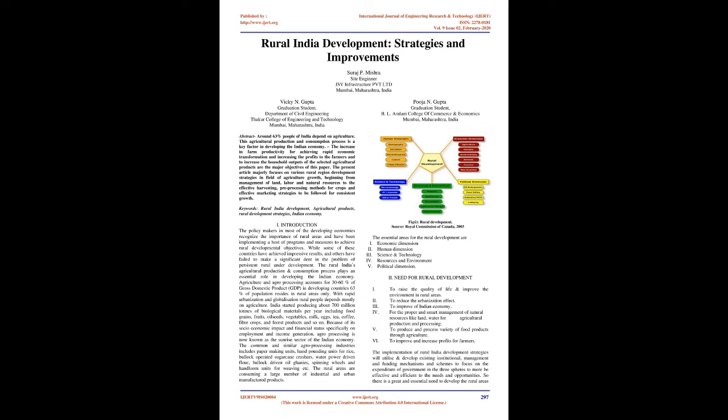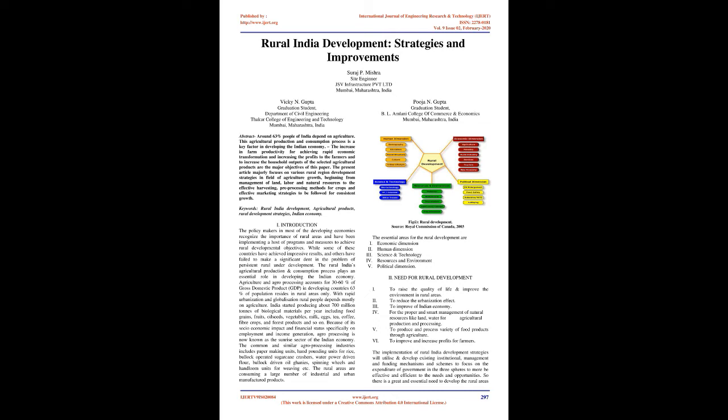India started producing about 700 million tons of biological materials per year, including food grains, fruits, oils, vegetables, milk, eggs, tea, coffee, fiber crops, and forest products, and so on. Because of its socio-economic impact and financial status, specifically on employment and income generation, agro-processing is now known as the sunrise sector of the Indian economy.